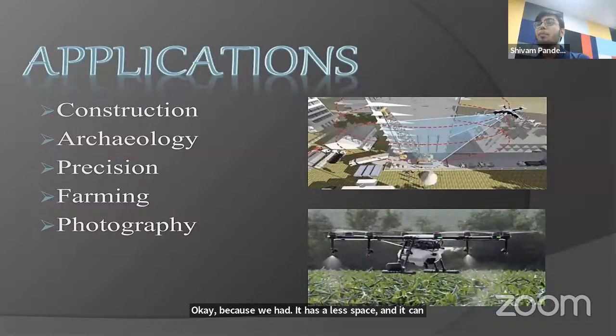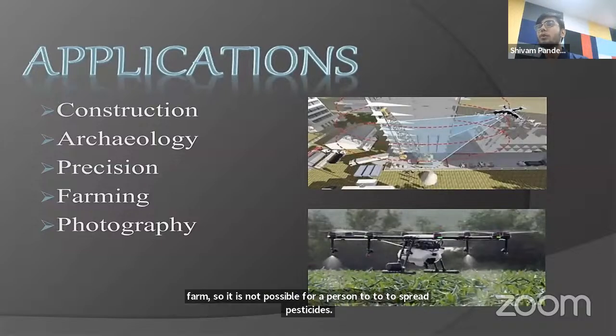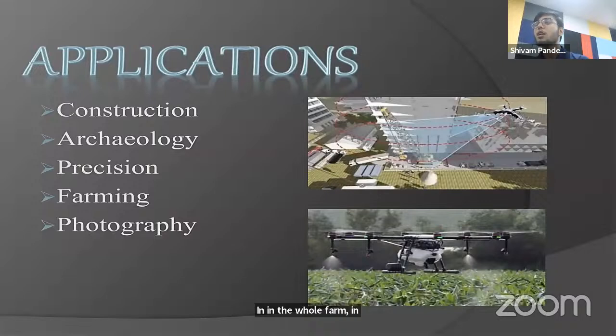In farming, for example, if a person has a large farm, it is not possible for a person to spread pesticides over the whole farm in one day or in a short time period. So they have used a farming drone in which pesticide sprinklers are present. So it is more beneficial for that.